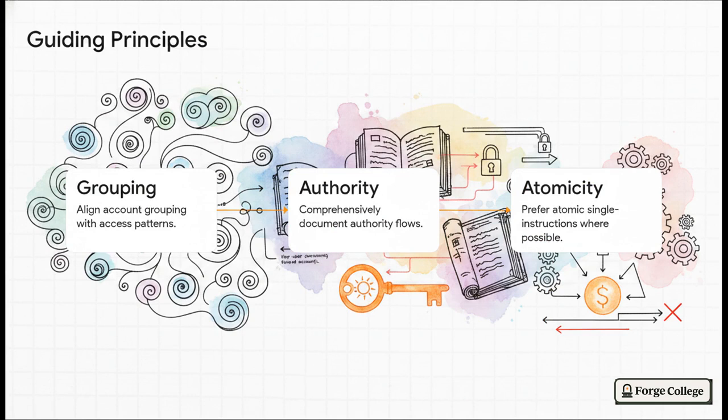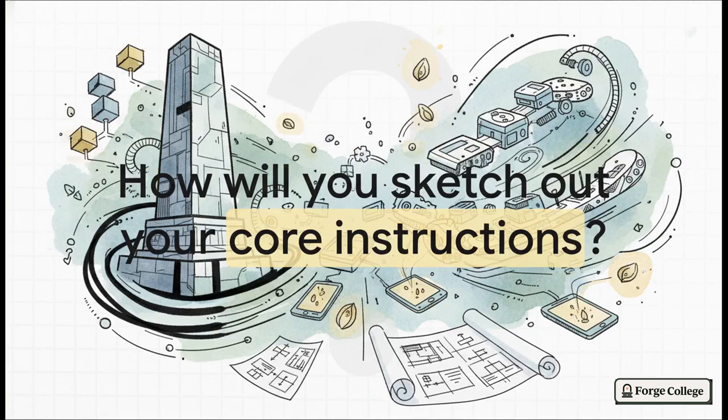As we pull back from the intricate details of the blueprint, let's quickly recap the 3 guiding principles you are going to use to create your high-level redesign sketch. First, align your account grouping with your access patterns. Use per-user accounts for concurrency or shared accounts for lower rent. Second, comprehensively document your explicit authority flows. Write out those expected account sizes and PDA derivation seeds for your peers to review. Third, always prefer atomic single instructions where possible, saving those complex CPIs for when domains truly, absolutely need to be separated.